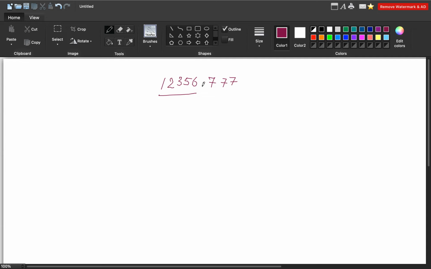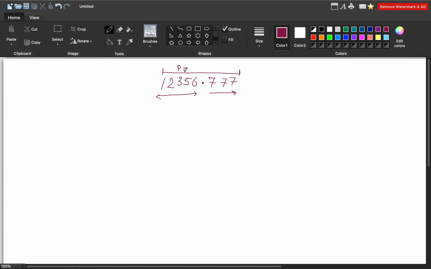This is the integer part, that means before the decimal, and this is after the decimal, right? There are two parts of it. When we talk about precision, precision denotes the total number of digits. So what is the total number of digits? Which is nothing but precision.